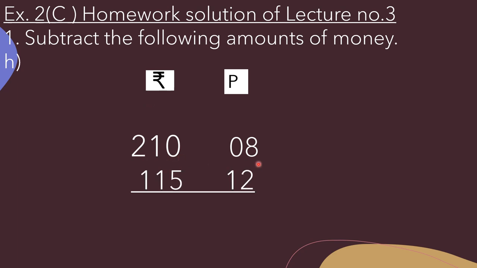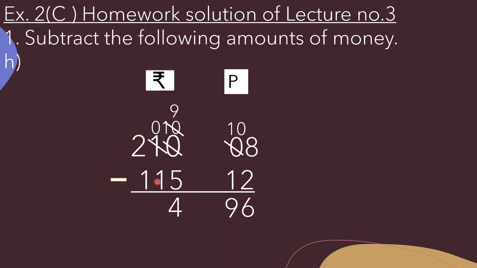Now in H part, again rupees and paise are given. 210 rupees 8 paise and 115 rupees 12 paise. Now we have to subtract. So let's start. 8 minus 2, that is equal to 6. 0 minus 1, that is not possible, so it will take borrow. So the leftmost 0 will take borrow first of all. So this 0 will become 10 and this 1 will become 0. Now this 0 will become 10 and this 10 will become 9. So 10 minus 1, that is equal to 9. 9 minus 5, that is equal to 4.